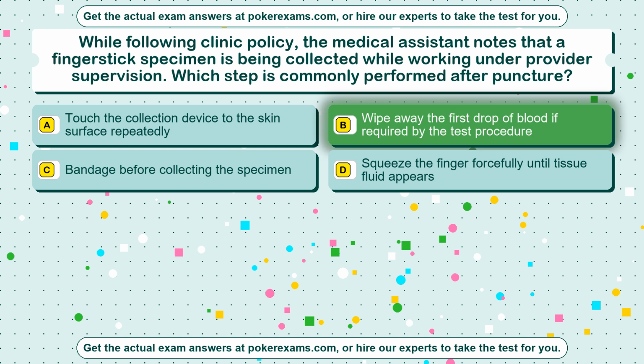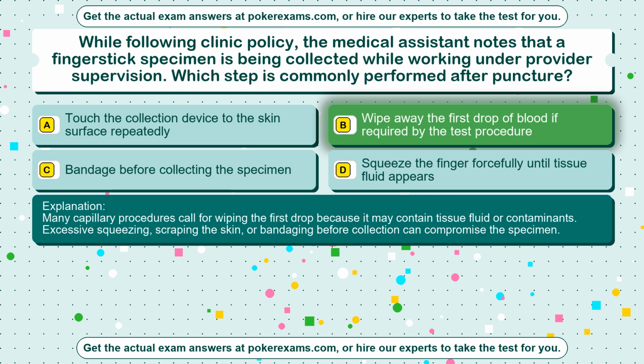The correct answer is option B. Wipe away the first drop of blood if required by the test procedure. Many capillary procedures call for wiping the first drop because it may contain tissue fluid or contaminants. Excessive squeezing, scraping the skin, or bandaging before collection can compromise the specimen.